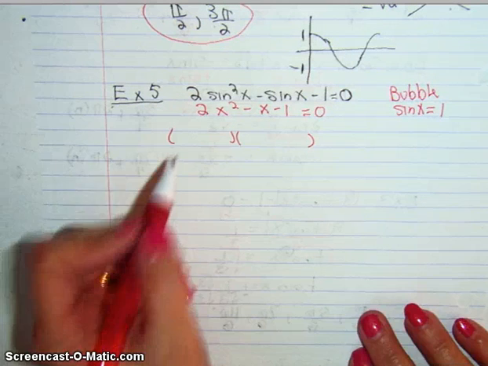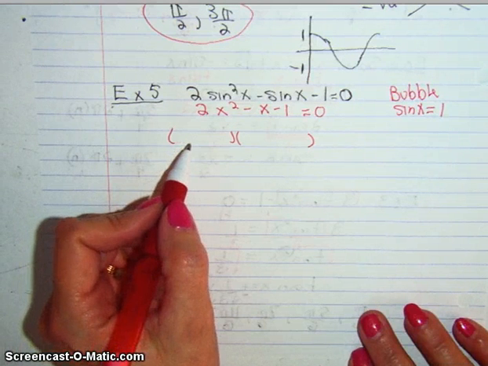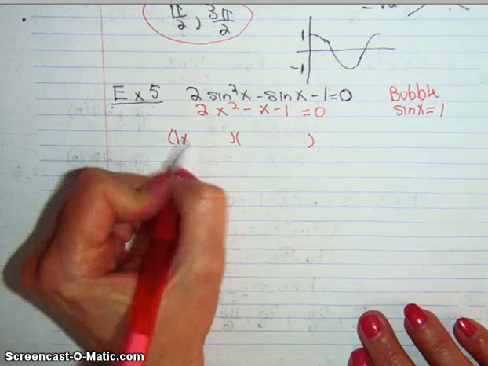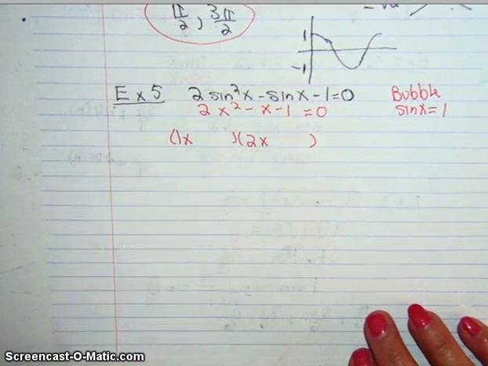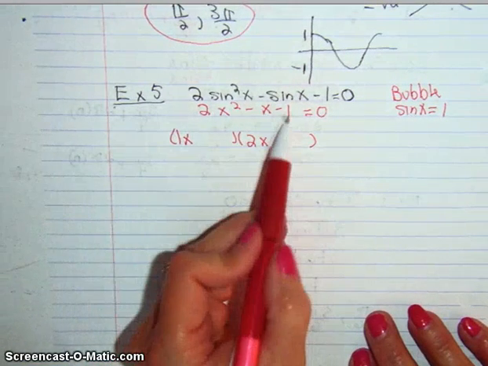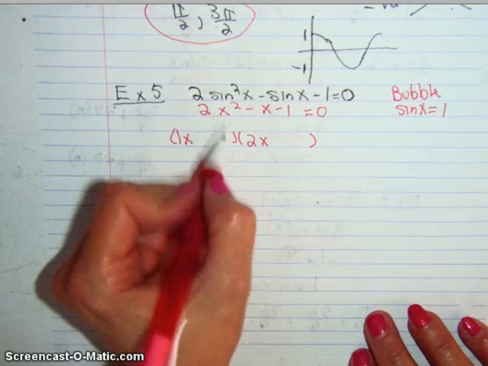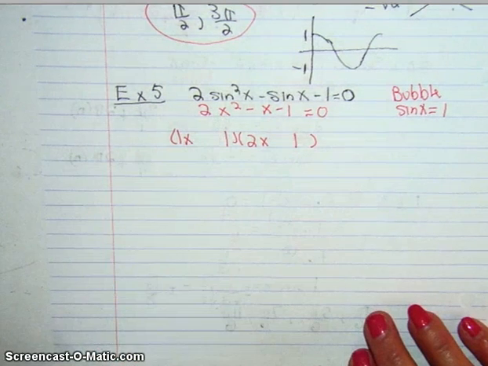Aline, what are the factors of 2? What times what is 2? Very good. So 1x, 2x. Okay. Ariel, look down here. What are the factors of 1? 1 and 1. This is easy math, isn't it?